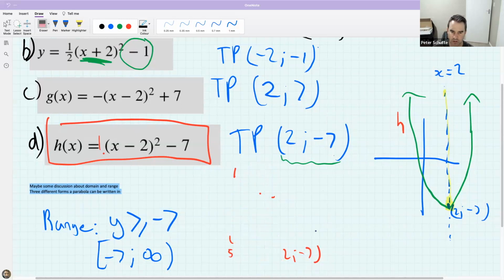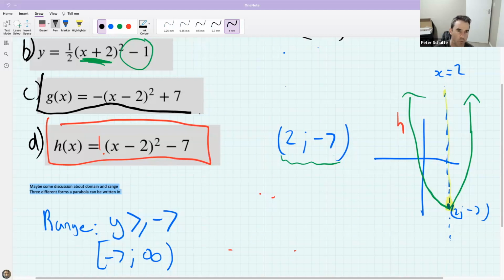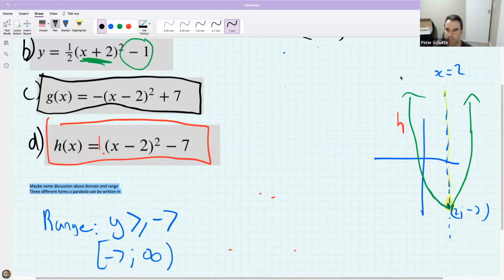Are there any questions or comments about that? I think maybe we should do one more about this type of thing. Can you find me the range of C? So what is the range of the graph C? The range relates to the y, so which y values are valid?